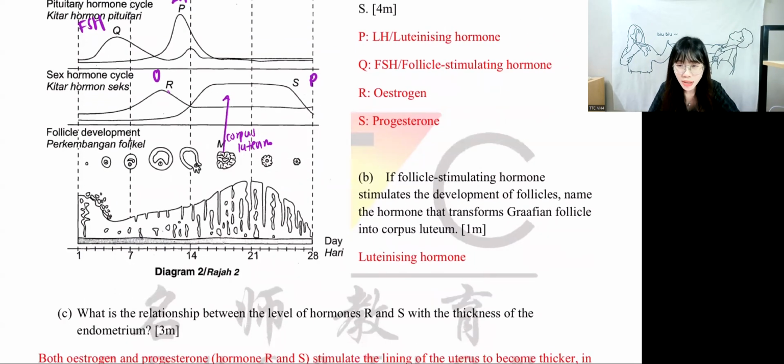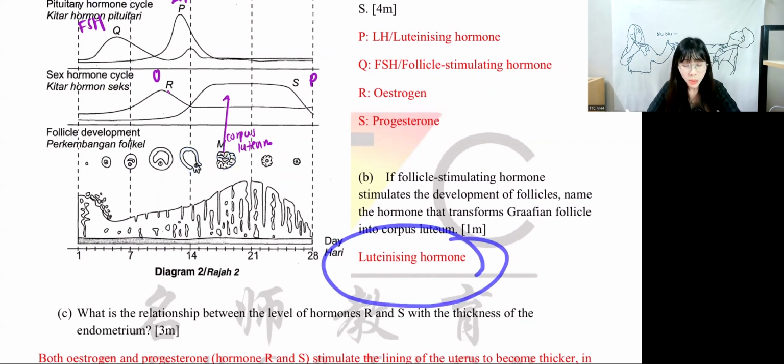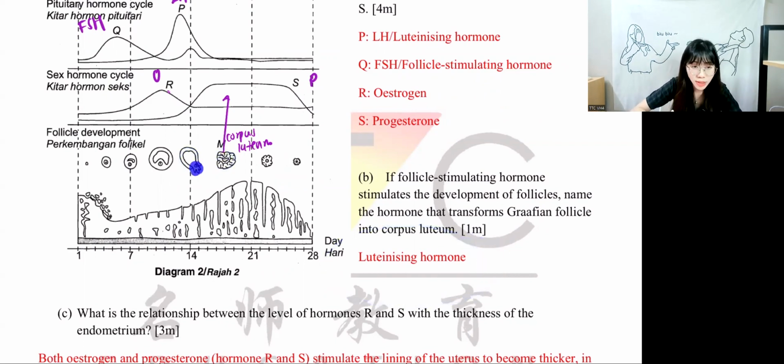Next, if follicle-stimulating hormone stimulates the development of follicle, name the hormone that transforms Graafian follicle into corpus luteum. This is Graafian follicle. This is corpus luteum. What causes the change from Graafian follicle to corpus luteum? Obviously, it's luteinizing hormone. Because once they release the secondary oocyte, the outer layer will form into corpus luteum.